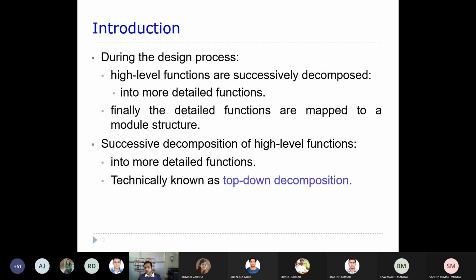So sometimes we follow a top-down approach. We start with a large problem. I mean, we start with the very high-level functions, and then keep on successively decomposing them into smaller units of functions. That is the reason why it is called the top-down decomposition approach.